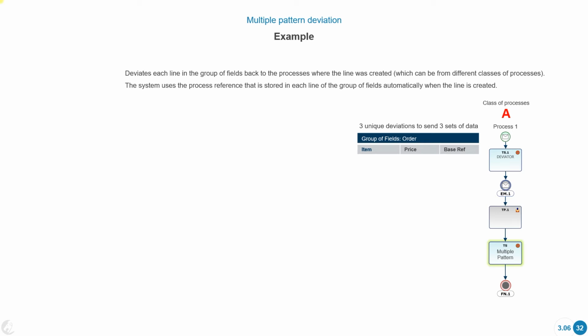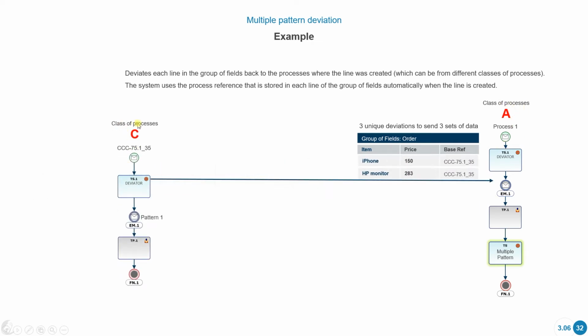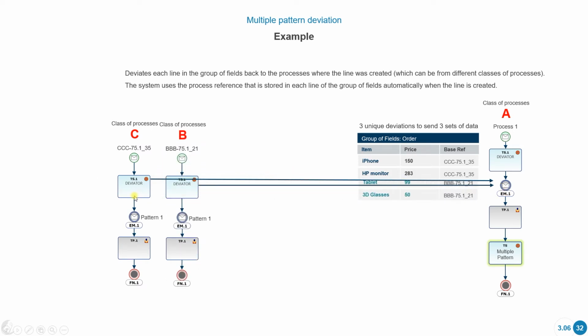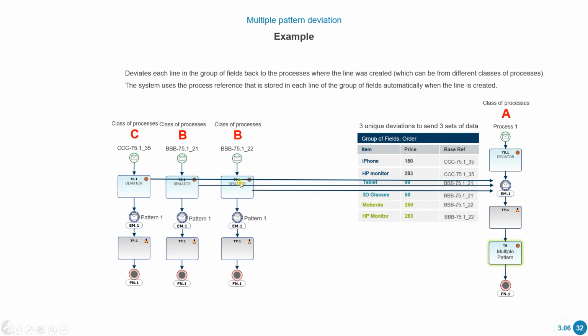So the system uses the process reference that is stored internally in each line of the group of fields to automatically send those lines back to those different processes of different classes of processes where those lines were created. So let's say I have a class of process A, and the class of process C created two lines and deviated them to this intermediate event. Afterwards, class of process B did the same thing, and the same thing did this other process of the instance of the class of process B.